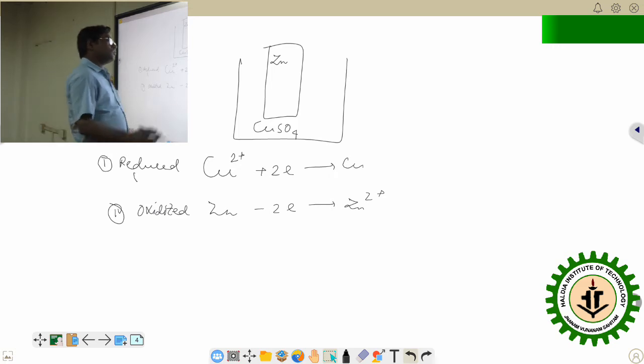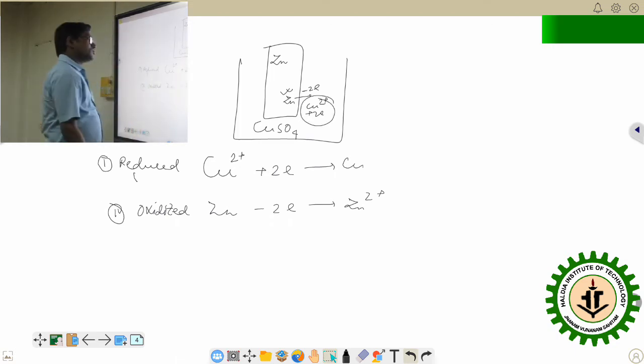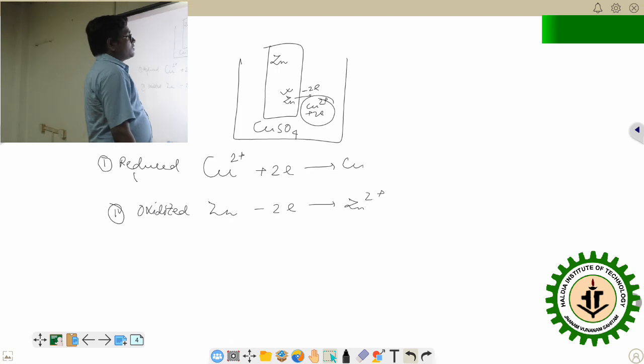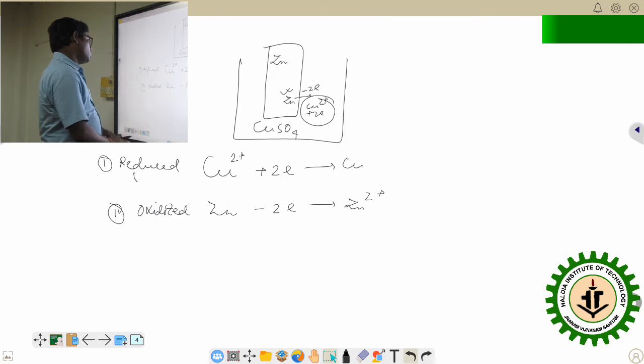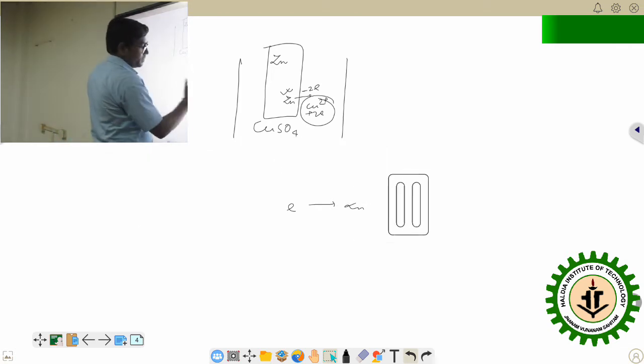Why? Because when we keep the zinc rod in the copper solution, the zinc and copper 2 plus are in contact with each other. Zinc loses 2 electrons and copper accepts these 2 electrons, and this exchange of electrons happens inside the solution. We cannot sense this exchange of electrons in an outer circuit. So we are trying to separate these two reactions in two different places.